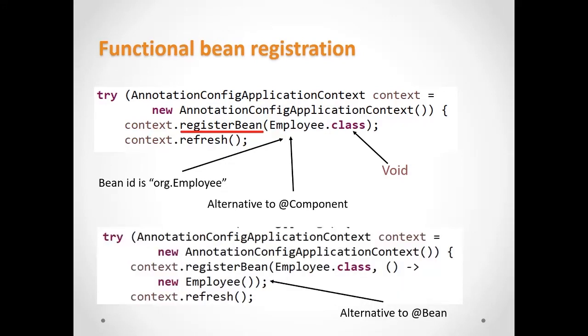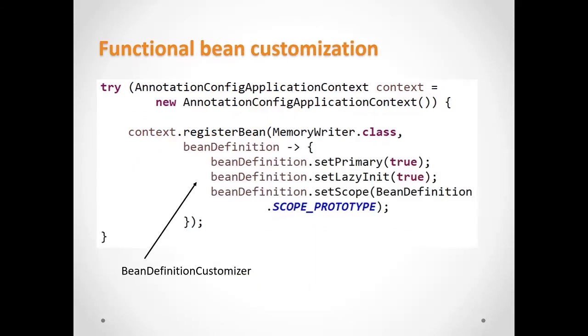What if you need to construct your bean, like in your Java-based configuration? It's possible. So in this function, register bean, you need to pass not only the class name, but also the lambda that will initialize this bean. So this is similar to the bean annotation. If you need to add more attributes to your bean, for example, set the primary status or lazy status or change the default scope, there is also a function that uses the interface bean definition customizer, and you can supply all the necessary attributes, like you can do with annotation primary, lazy, or scope.